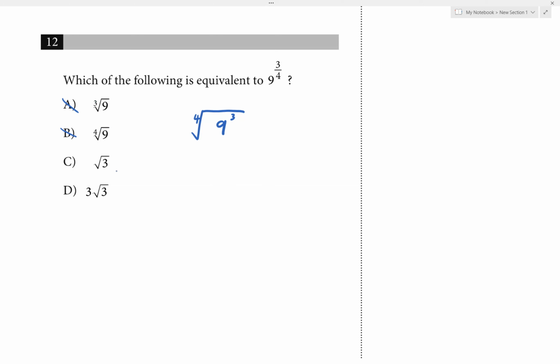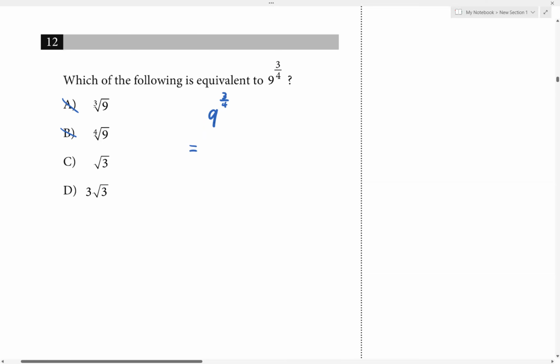Then we know it had to be either C or D. And what happens with C or D? Now we don't have a base 9, right? It's a base 3 for both of them. So our initial approach doesn't work, and we have to change things up a little bit. Now we're trying to rewrite this as a base 3. We're starting with 9 to the 3/4, so let's do a different way.